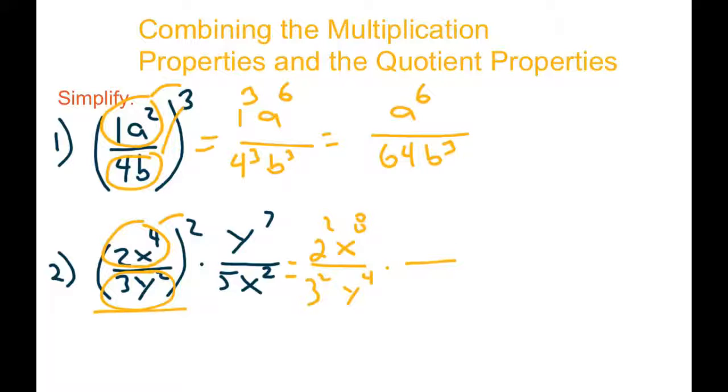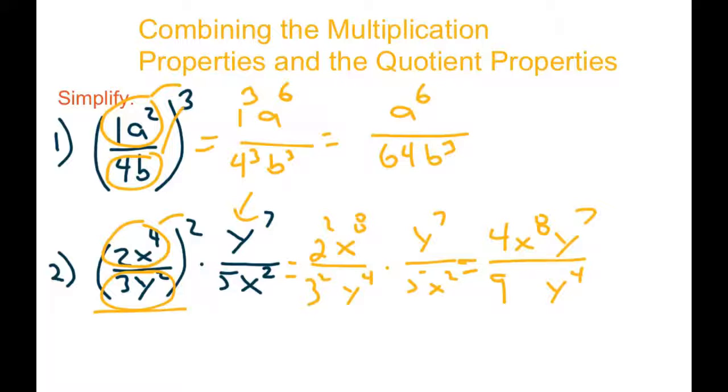All right, now I'm just going to copy down this other part here. We haven't done anything with that yet. Y to the 7th over 5x squared. All right, so we used some quotient properties there. Now we are going to multiply across. And I'm also going to kind of simplify as we go. So 2 to the 2nd power is 4. Then we have x to the 8th, and then we have y to the 7th. So all that's in the numerator. Down in the denominator, 3 squared is 9. And then we have y to the 4th.